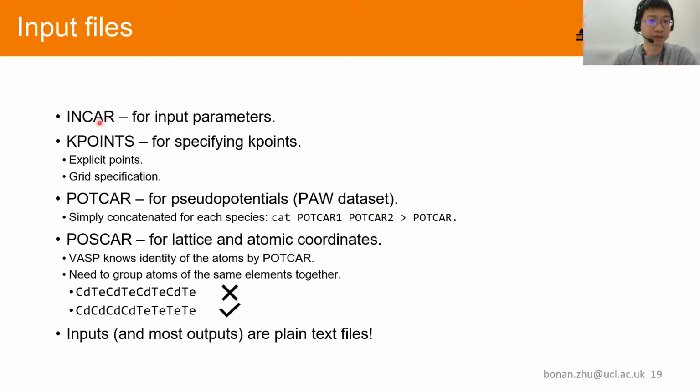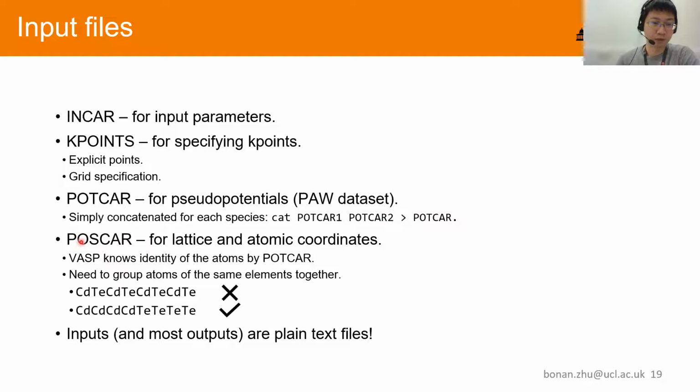The first 2 files are just plain text. The POTCAR is slightly different because you have to make your own POTCAR for a specific calculation by concatenating POTCARs for specific elements into a single file. So it's essentially a sequential thing.